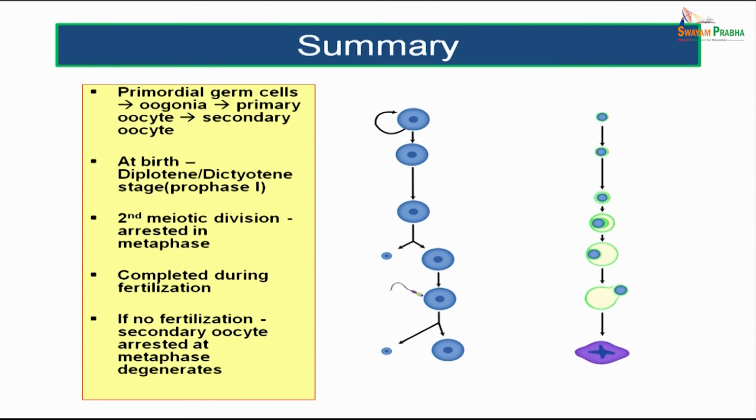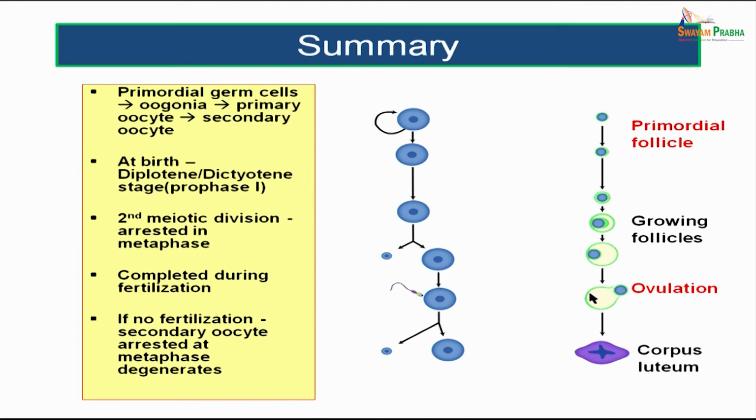If there is no fertilization, the secondary oocyte will again be arrested at the metaphase and won't be able to complete its second meiotic division, resulting in the degeneration of the secondary oocyte. So, this is the primordial follicle. We have the formation of primary follicle, secondary follicle and tertiary follicles. These are the growing follicles which will form the Graafian follicle with the liberation of the mature ovum. That is what is meant by ovulation, and the remaining part of the Graafian follicle inside the ovary will form the corpus luteum.